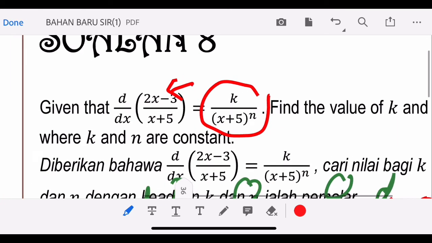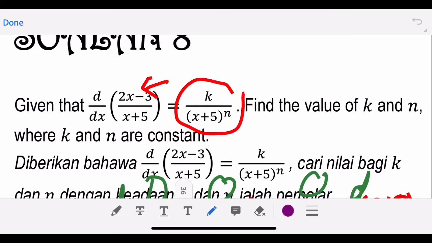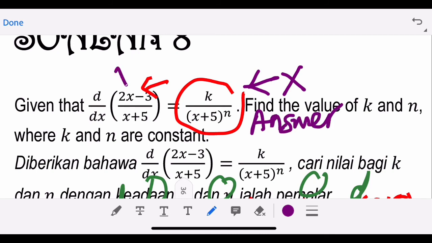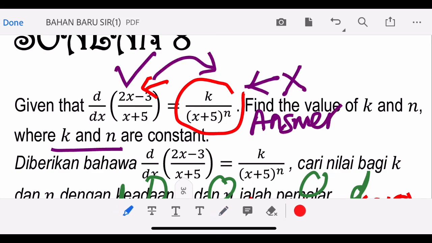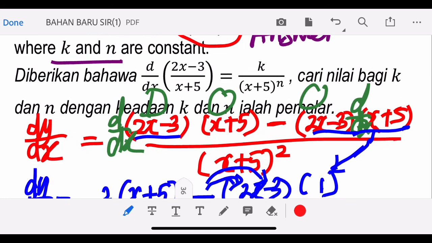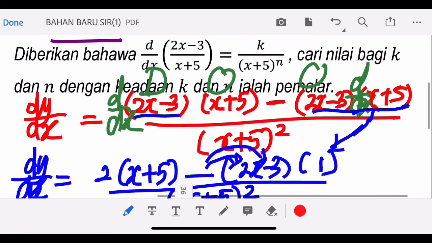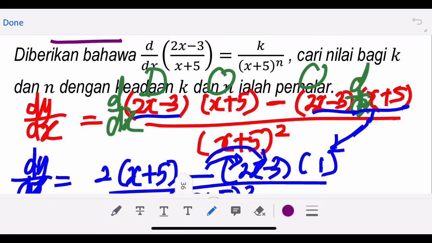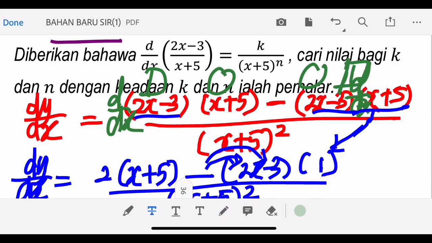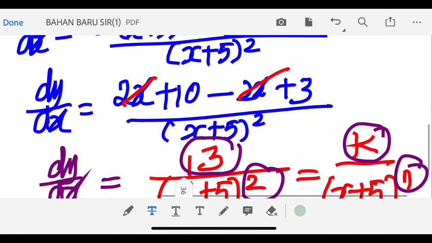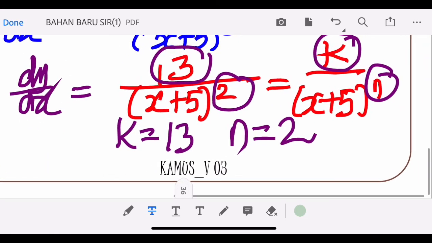So normally, students, please don't start from here. No, this is the answer given. So you do from here, then only you get the answer. You do comparison to find your constant. All right, understand? Okay, differentiate using DOOD. Remember, DOOD means what? Check from your dictionary.